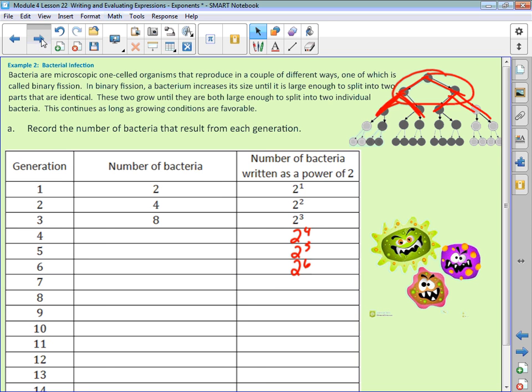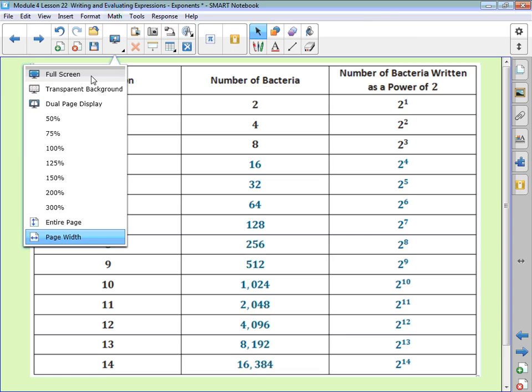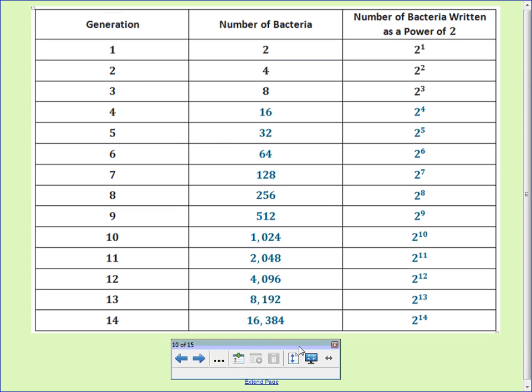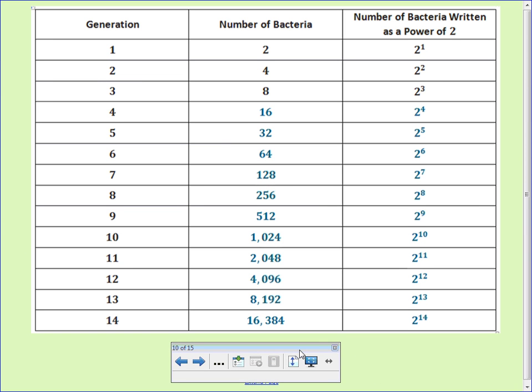All right, let's take a look at the answers. Okay? So every time it was multiplying by 2. I'm sorry, it was doubling, right? Multiplying by 2. Are there any questions on this chart?